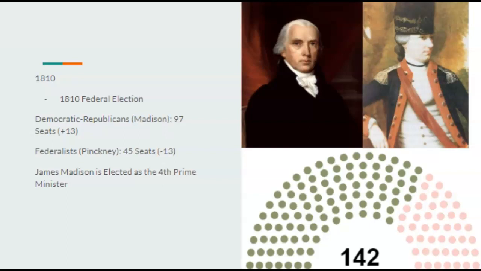In 1810, all we have to talk about is the 1810 federal election. Jefferson, going by Washington, said he isn't serving more than 8 years. So, he is stepping down, and he's being replaced by James Madison of Virginia. And the Federalists stick with Charles Pinckney of South Carolina. James Madison leads the Democratic Republicans into making gains in the federal elections, flipping 13 congressional seats, now at 97 seats, while the Federalists are now at 45 seats, and James Madison is elected as the 4th Prime Minister.